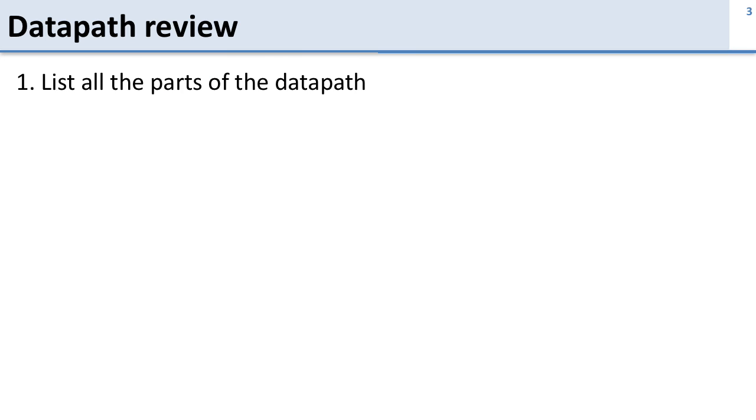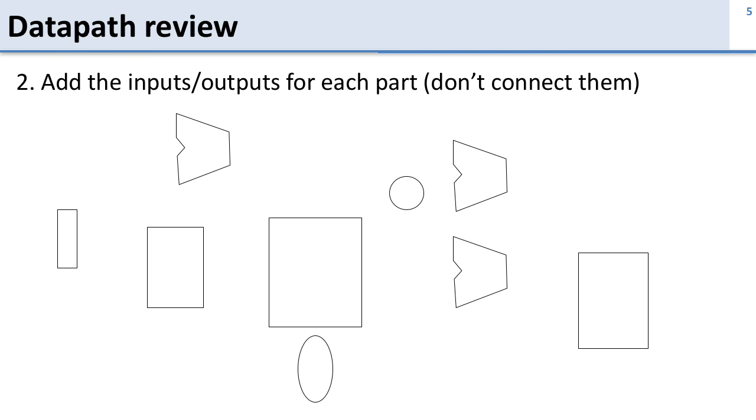Here's some extra space. All right, now for the second part, go ahead and add the inputs and outputs to each of the parts. So here are all the parts of the data path. I have over here the PC and the register file. Over here the instruction memory, branch adder, the PC plus 4 adder, sign extender, shifter, branch adder, ALU, and the memory. So now go ahead and add all the inputs and outputs for each of these parts.